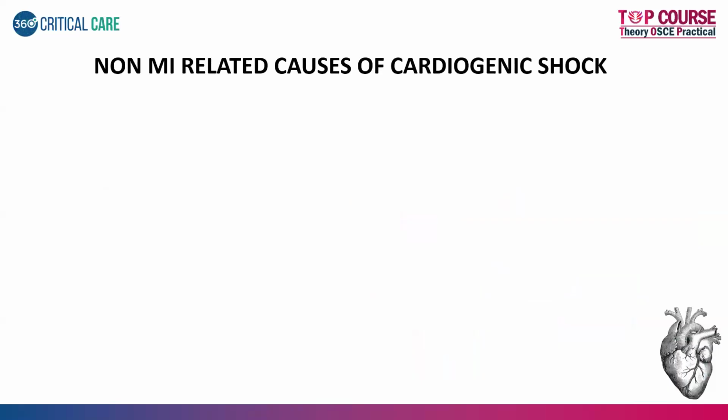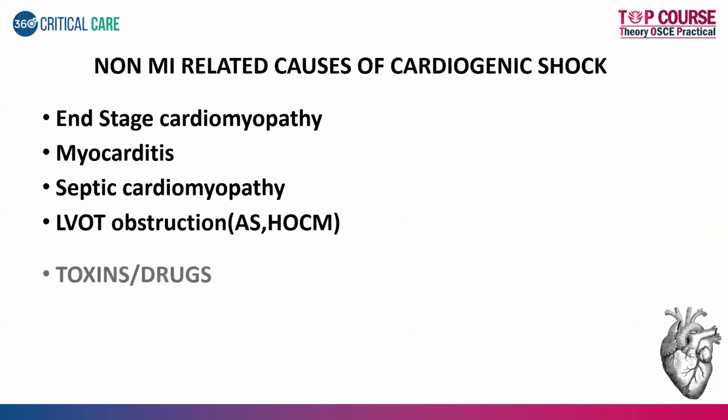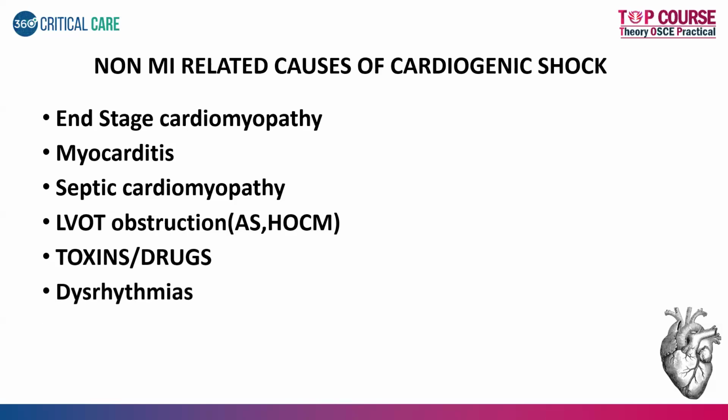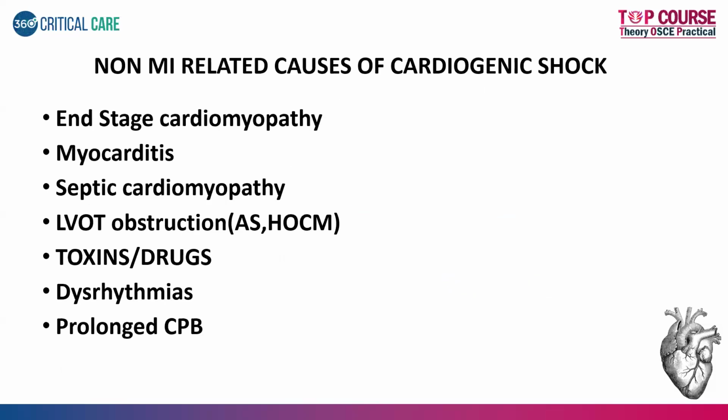So what are the non-MI related causes of cardiogenic shock? There are many. It might be end-stage cardiomyopathy, myocarditis, septic cardiomyopathy, LVOT obstructions as seen in HOCM or AS, or toxins or drugs, dysarrhythmias, prolonged cardiopulmonary bypass. So these are the non-MI related causes of cardiogenic shock.